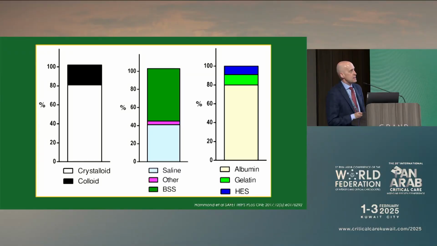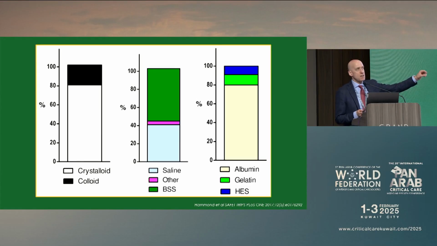I just wanted to start with some data from the SAFE TRIPS trial that was done in 2017. It's a little bit older now, but a surveillance of fluid use across the world. And you can see here that predominant fluid use is crystalloid, but still about 20% colloid is used for fluid resuscitation. You can see that it's half and half balanced versus 0.9% saline. And amongst colloids, the majority is actually albumin, but still a not insignificant proportion of hydroxyethyl starch is used.